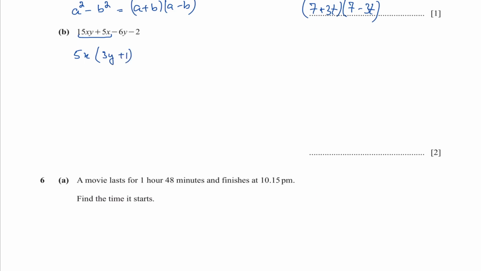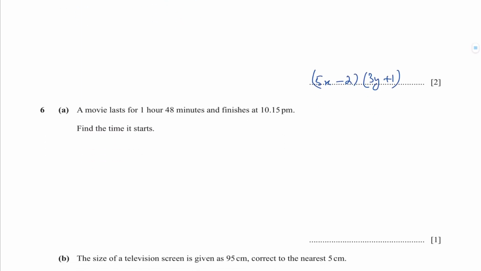And then in the next, I will factor out minus 2. The reason why I'm factoring out minus 2 is so that the sign inside the expression, inside the bracket are the same. So 3y plus 1. So we have 5x minus 2 into 3y plus 1 as our final answer.